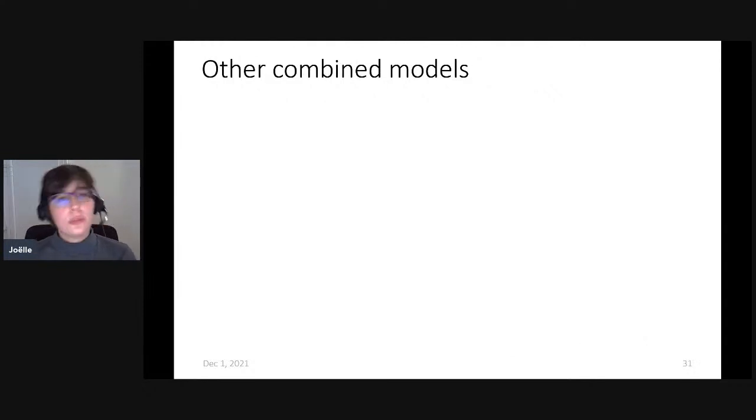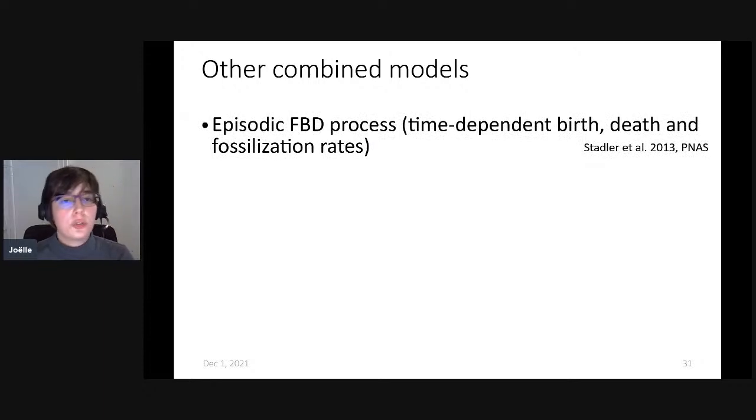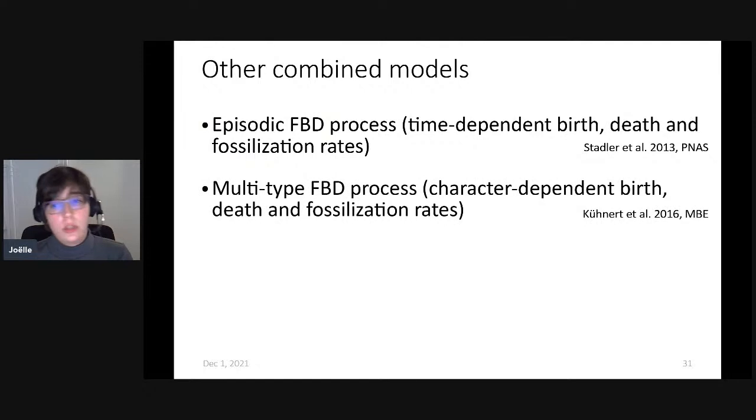There are also other combined models that I'm not going to talk about in detail, but I'll just mention that they exist. So we have an extension of the FBD process to the episodic FBD process, with time-dependent birth, death, and fossilization rates. I don't think the episodic FBD process has explicitly been published as that, but this is the citation for the skyline birth-death process, which is just the episodic birth-death process that was extended to FBD. There is also an extension to the multi-type FBD process.